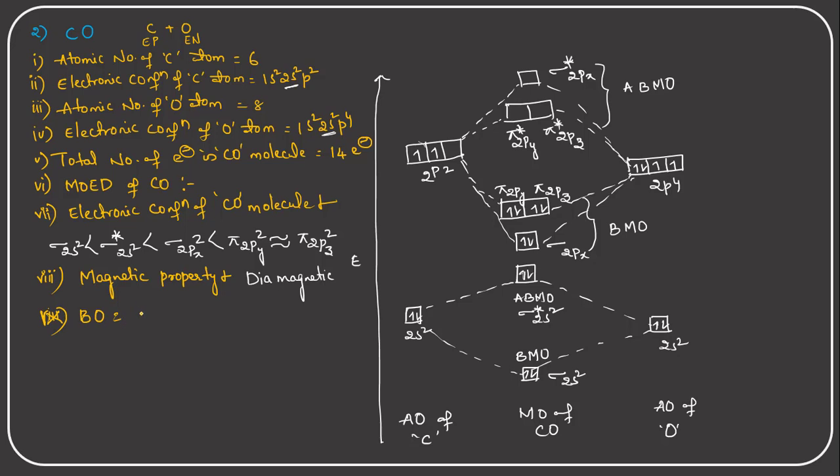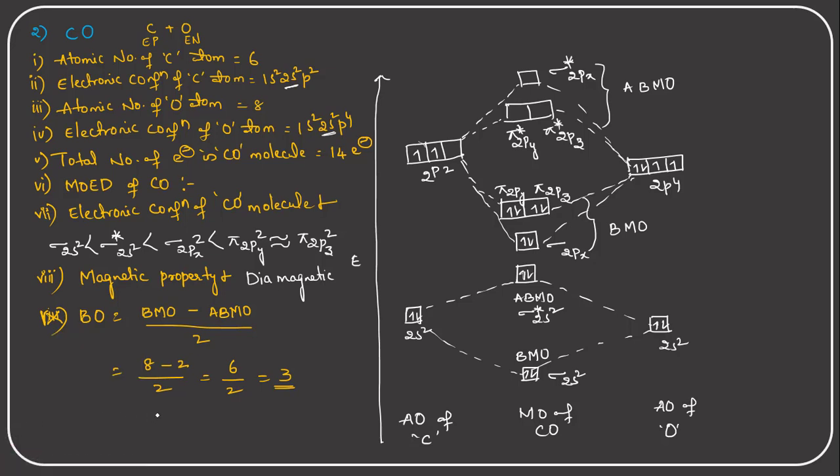The number of electrons present in the bonding molecular orbitals minus the number of electrons present in the anti-bonding molecular orbitals, divided by 2. So, let us count the number of electrons present in the bonding molecular orbitals. So, this is 2 plus 2, 4 plus 2, 6 plus 2, 8. So, 8 electrons present minus anti-bonding molecular orbitals, only 2 are there, divided by 2. 8 minus 2 is 6, divided by 2, which gives 3. So, the bond order is 3.